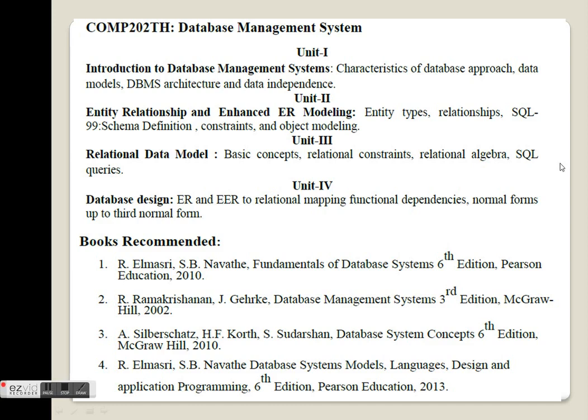Unit 2 is about the entity relationship model of DBMS. In this unit we will learn about what is entity, what are various entity types, what is the relationship between entities, SQL 99, schema definition, what are the various constraints that can be applied on the entities, and object modeling.